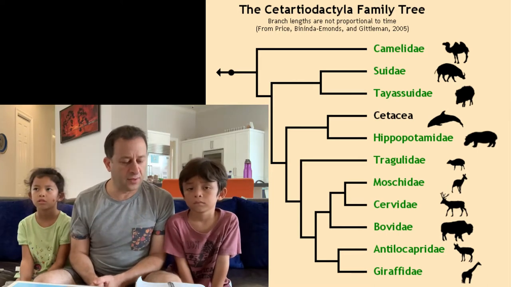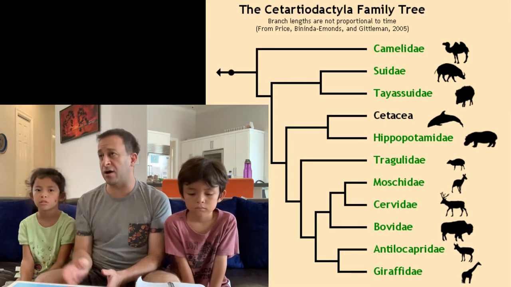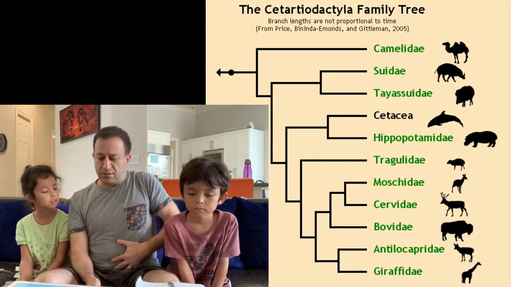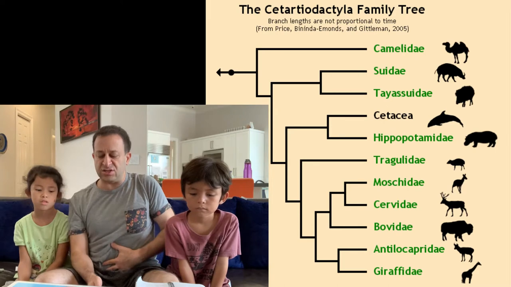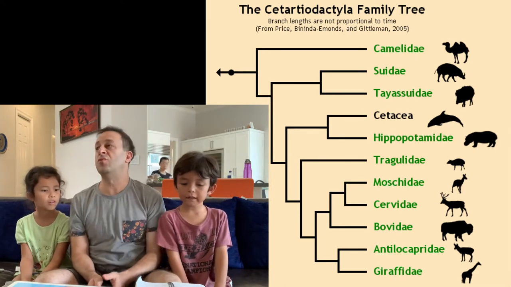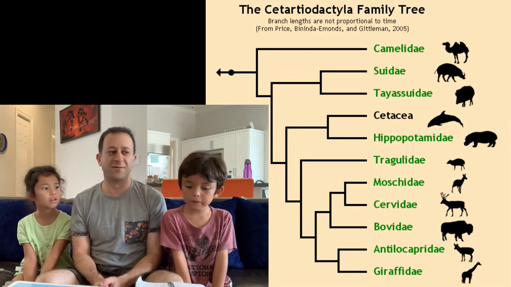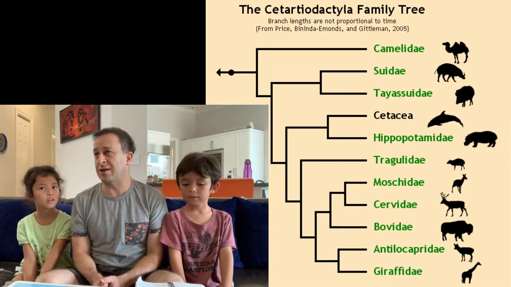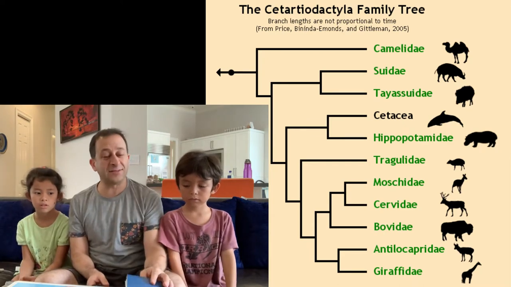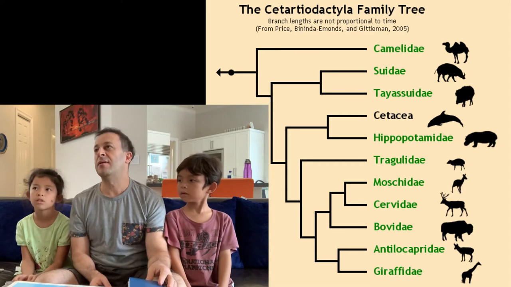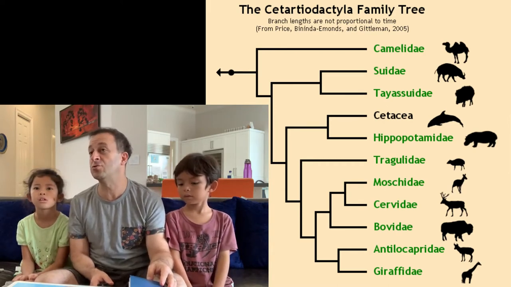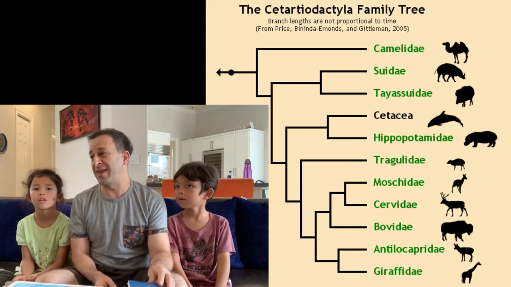The next group to split off was what's called the ruminants, which are animals that digest cellulose, digest leaves inside their stomachs. And that's cows, deer, sheep, and goats. All those animals are ruminants and they're closely related to each other. The last group that split off before hippopotamuses, which makes them hippopotamuses' closest cousin, you will never guess.